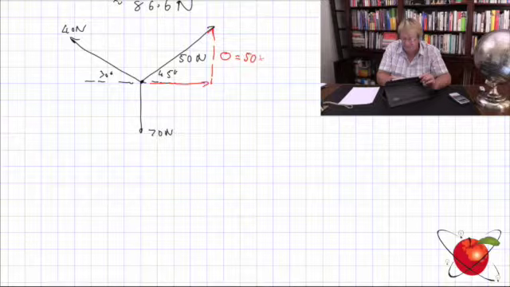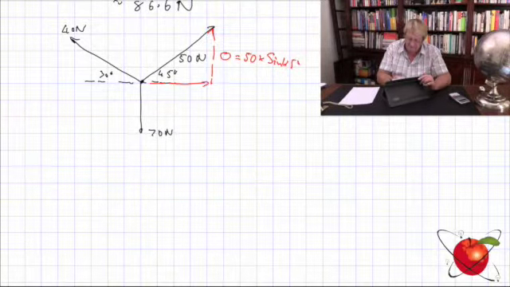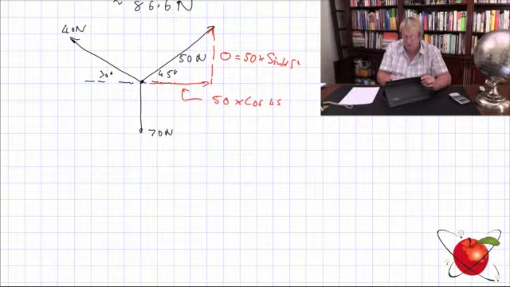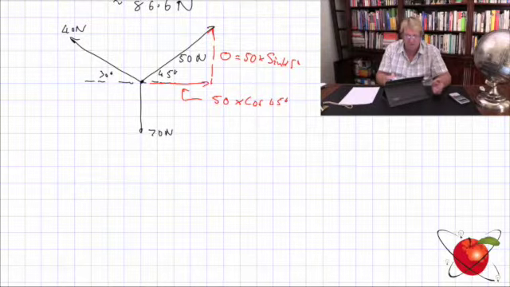So this one is going to be 50 times sine of 45 degrees. This one then must be 50 times cos of 45 degrees. Always do sine before cos. Let's just standardize on doing that.